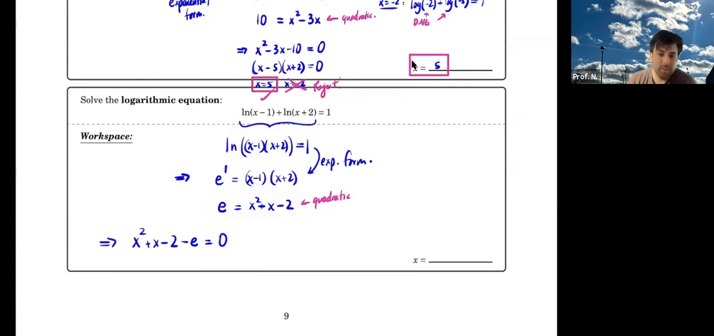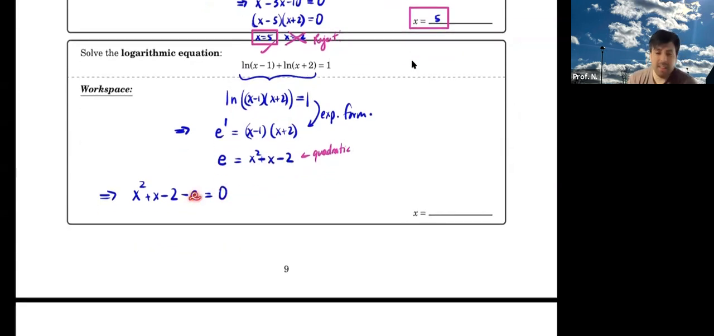Now the problem with this is what? We have e in this quadratic equation. We have an irrational transcendental number. So we can't factor this. This is not factorable because there's no number that multiplies to -2 minus e that also adds up to +1 that I can think of. So that's a problem. We can't factor it, but that's okay because we can solve any quadratic equation as long as we know the quadratic formula.